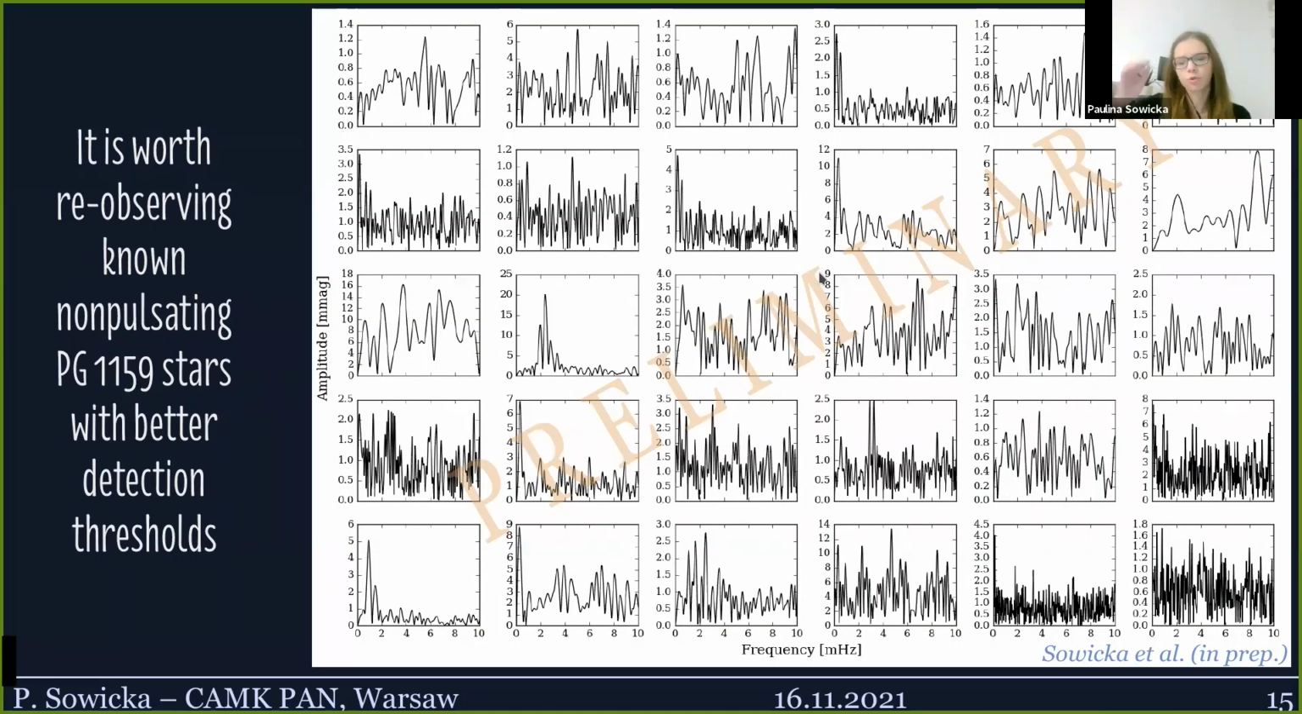We are doing both, and this is just a highlight of our survey results with large telescopes, where we managed to push this noise limit down to about 3 to 4 millimag for most of the stars. There are, of course, some outliers, but we can see that here there is a non-pulsator, which was just a test of this method. We have here PG1144, and here we have another possible pulsator that still needs confirmation.